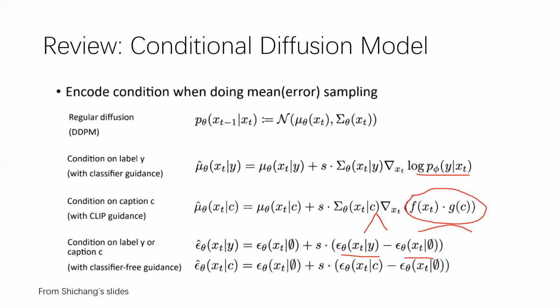So in other words, for the classifier guidance, we may have, say, logistic model guidance. You can have any kind of classifier. Clip is just one single model. So that's why, because they don't think of it as a classifier.